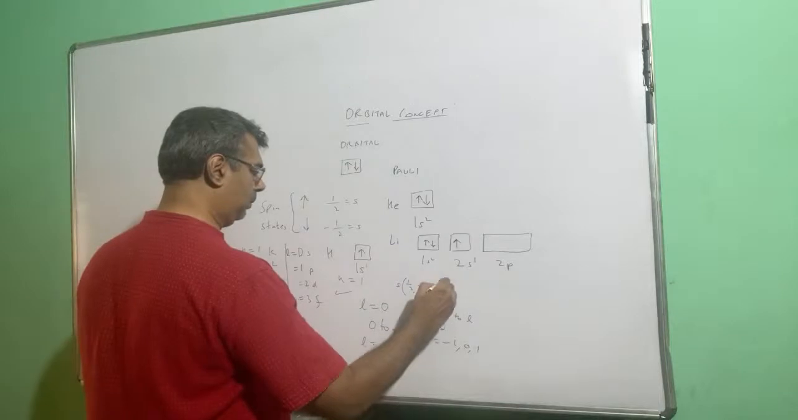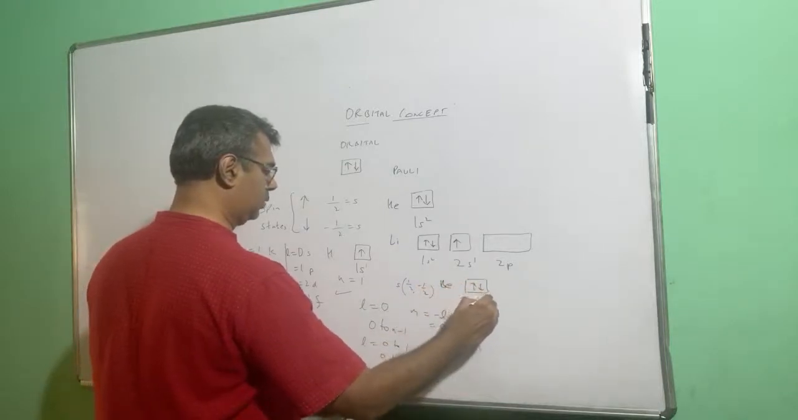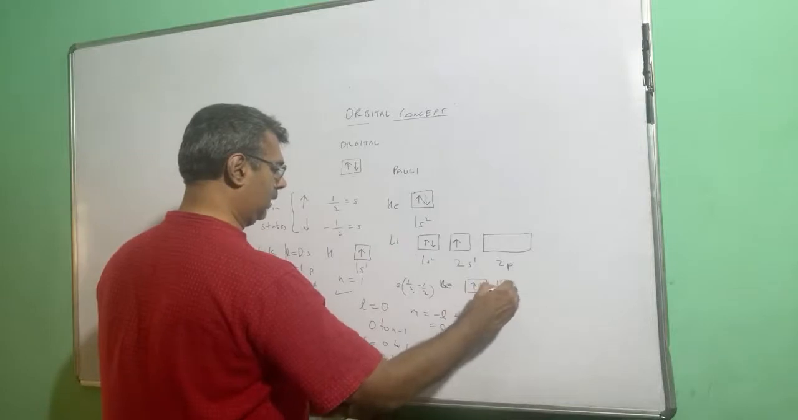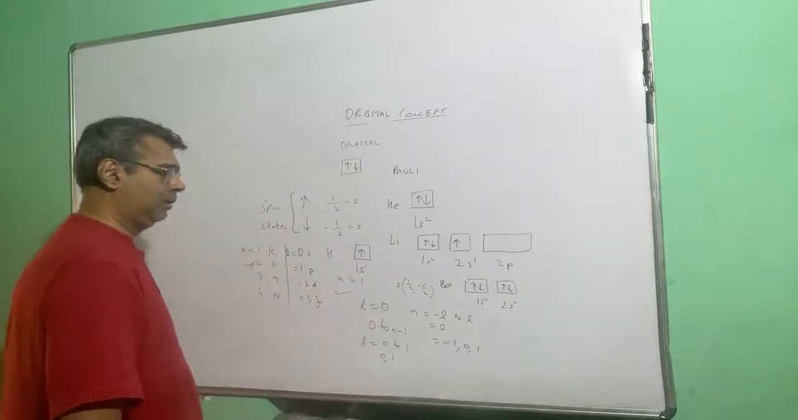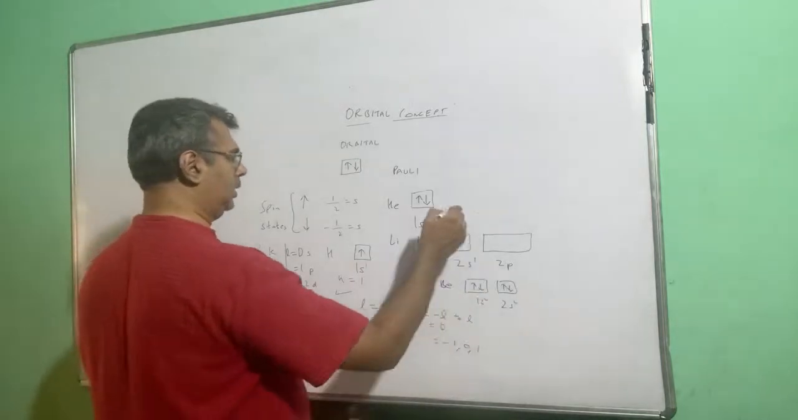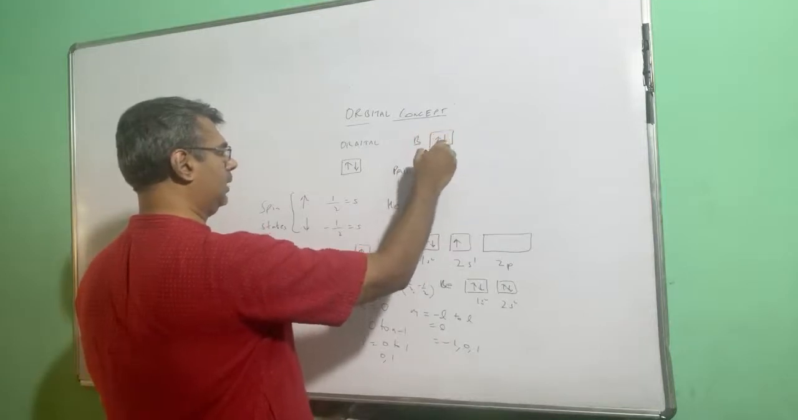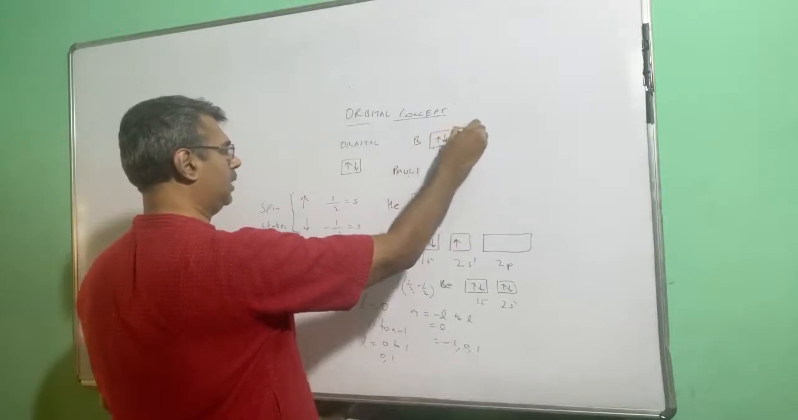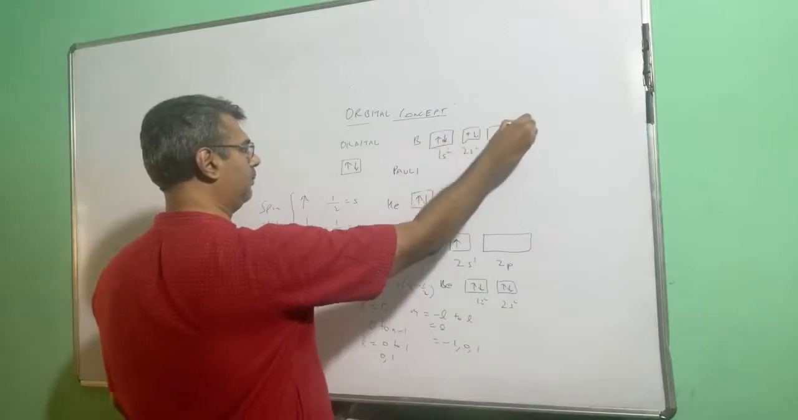So lithium's configuration is 1s2, 2s1, right? Then let's move on to beryllium. Beryllium will be again 1s2, and there will be another electron, so it will be 2s2. So this will be beryllium, right? Now let's move on to boron. Boron will be 1s2, and after that it will be 2s2.